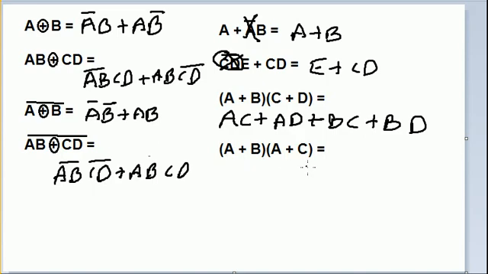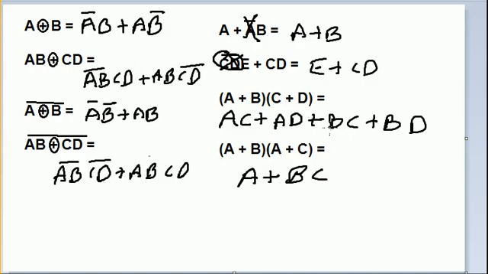Now this looks like FOIL, but it's not, because the first term of each one is identical, or it's similar, or it's the same. So this is law number 23, which is the reverse of law number 8. So what happens in this case is you just simply list the first term and then the other two.